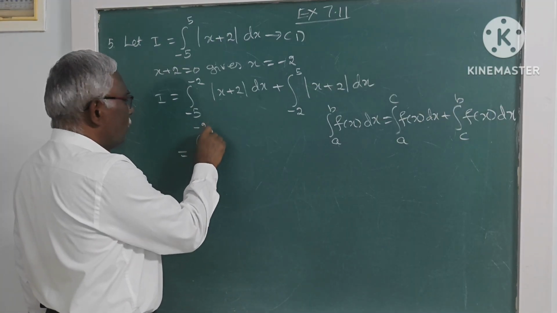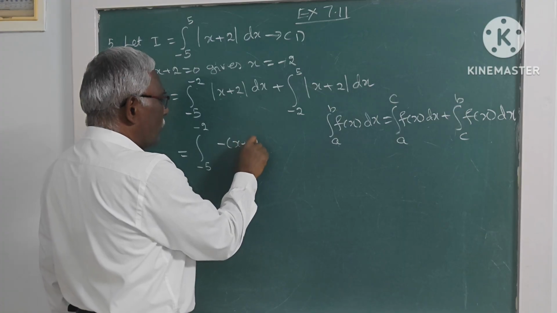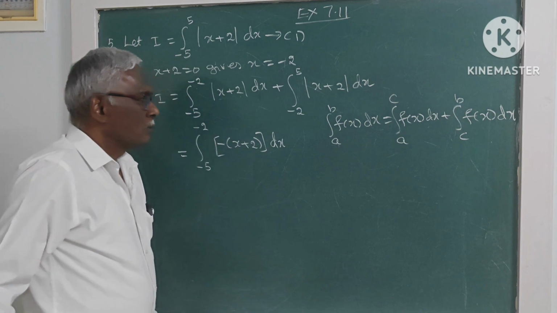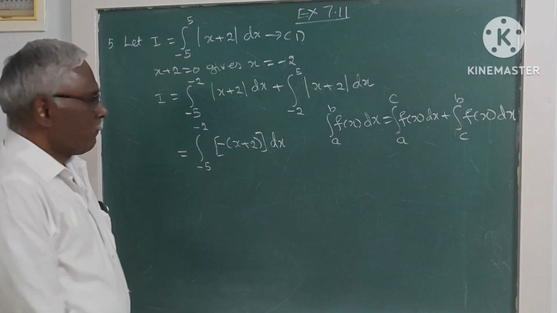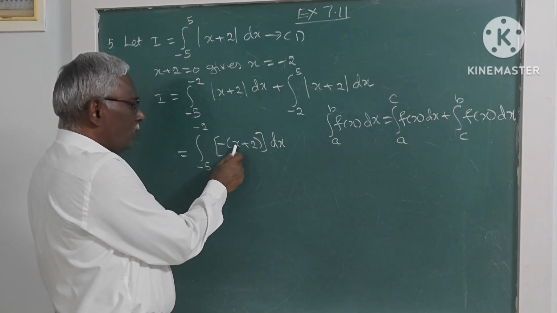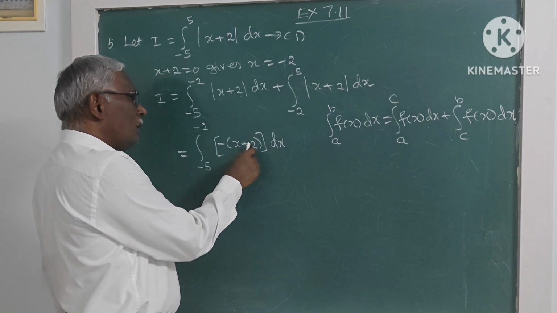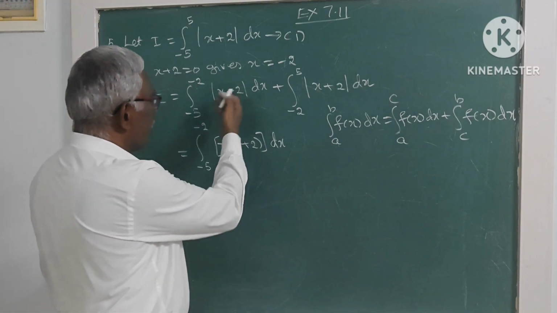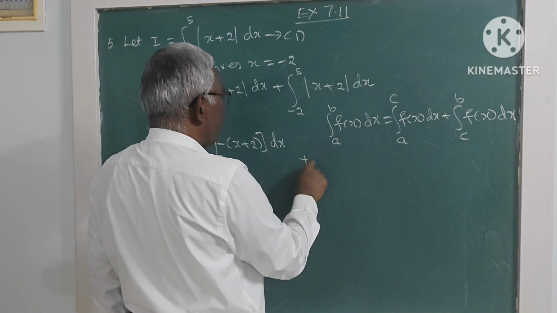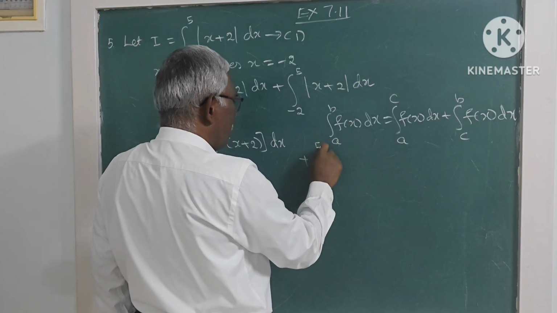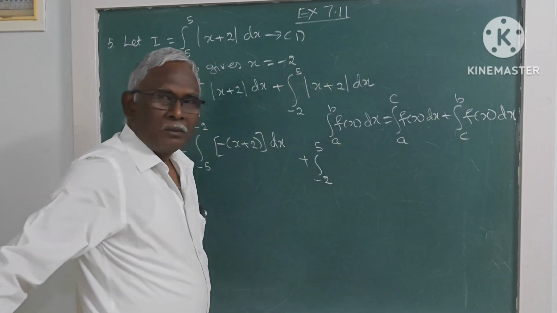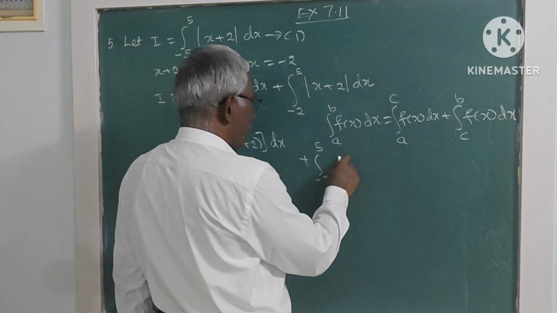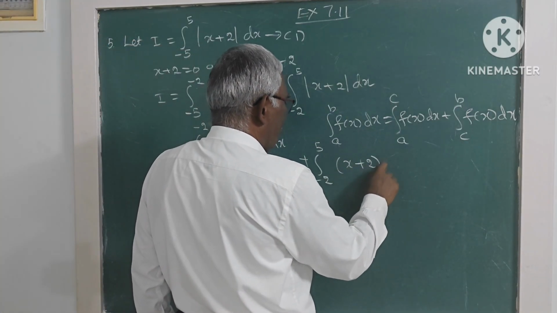Minus 5 to minus 2, minus of x plus 2 dx. Now if we take x as minus 4, plus 2 gives minus 2, and minus into minus is plus. So we have removed the modulus here. Plus, from minus 2 to 5, take any value in between, put 0, so 2, a positive value you're getting. So we can write this as x plus 2 dx.